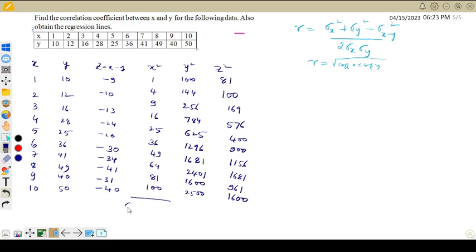Now I am going to summate these values. Summation of x square is equal to, you can add, you will get 385. Similarly, summation of y square, by adding these you will get, students, 11,387.